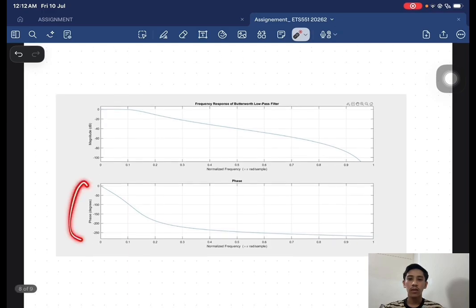The second graph shows the phase response. The phase response decreases as the frequency increases. The behavior is normal for the Butterworth filter and indicates that the filter introduces phase shift at higher frequency.